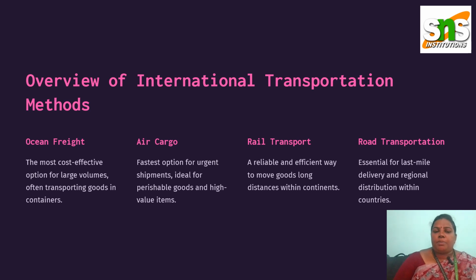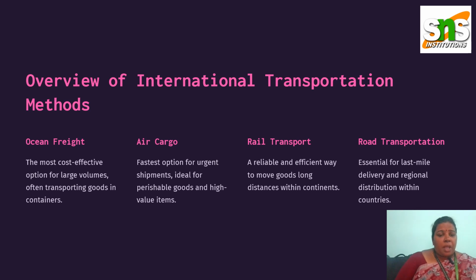Ocean freight, the most cost-effective option for large volumes, often transporting goods in containers. Air cargo, the fastest option for urgent shipments, ideal for perishable goods and high-value items. Rail transport, a reliable and efficient way to move goods long distance within continents. Road transportation, essential for last mile delivery and regional distribution within countries.